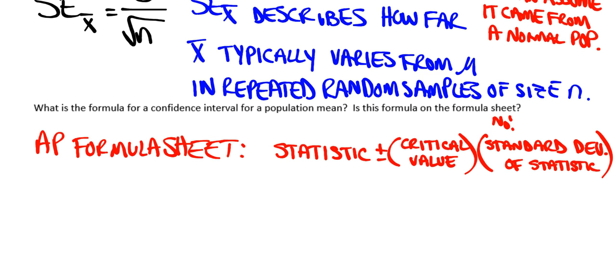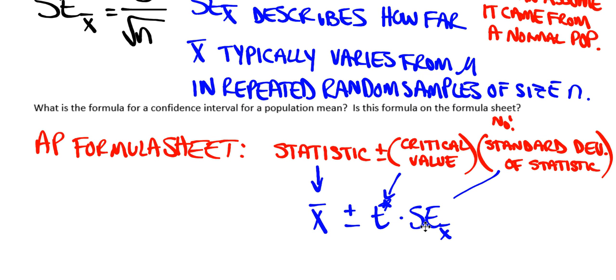But for sample means, you have x-bar, because that's your statistic. Your critical value is now t-star based on whatever your degrees of freedom is. And then you have the standard error of the sample mean of that statistic. Remember, t-star has degrees of freedom of n minus 1.